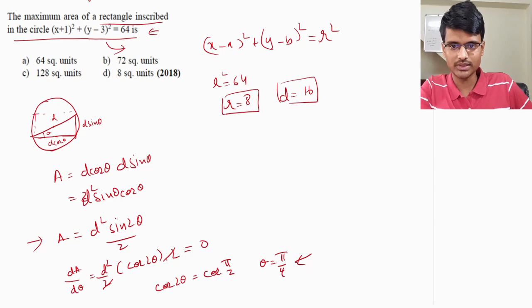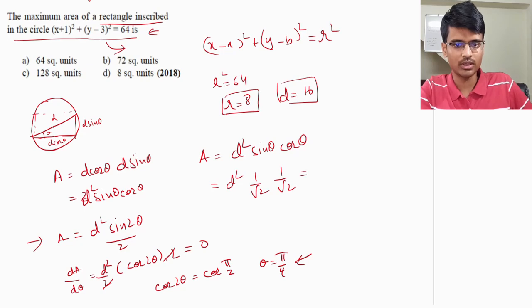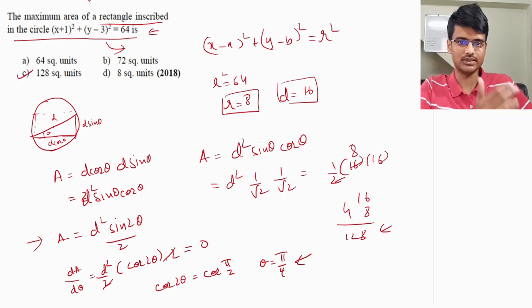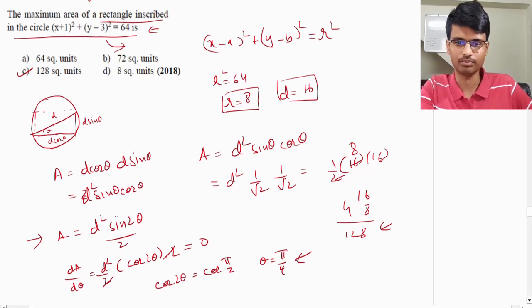So what is the formula for area? Area is d^2 sin theta cos theta. It is maximum at theta equal to pi by 4. d^2 times sin 45, which is 1 by root 2, times cos 45, which is 1 by root 2. So I get 1 by 2 d^2. d is 16. 8 times 16, 8 sixes are 48, 8 ones are 8, so 128. So the correct answer is 128. Option C is the correct answer. This is how you solve this question. This can take maybe 1 minute, 10 seconds. It is difficult to solve in a minute, maybe 10 or 20 seconds here and there. Okay. Moving on.